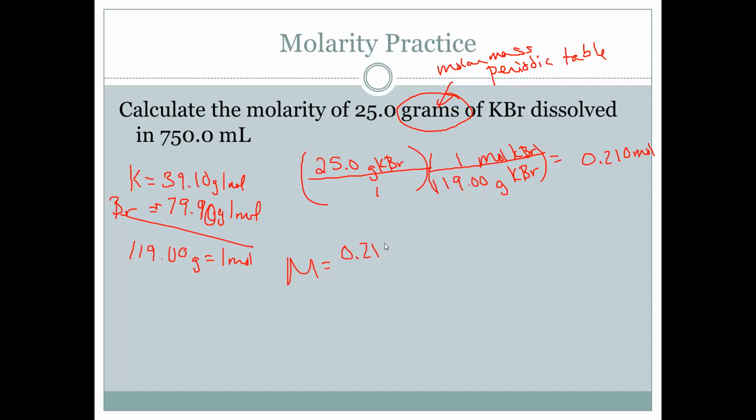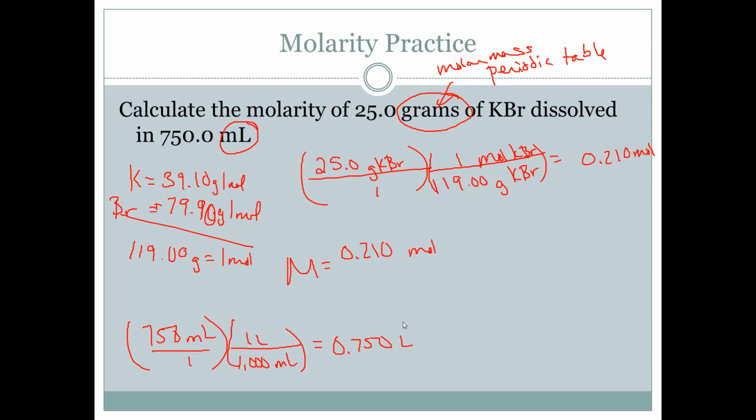0.210 moles. Another trick here, they gave us our volume in milliliters. It needs to be in liters. So 750 milliliters over 1, there's 1,000 milliliters in 1 liter. So that comes out to be 0.750 liters. That will be our bottom number of our molarity calculation. And it comes out to be 0.280 M, big M for molarity.